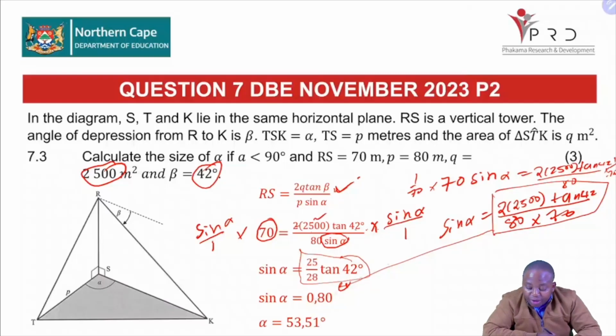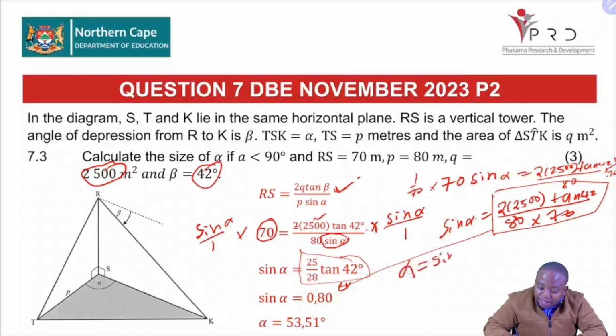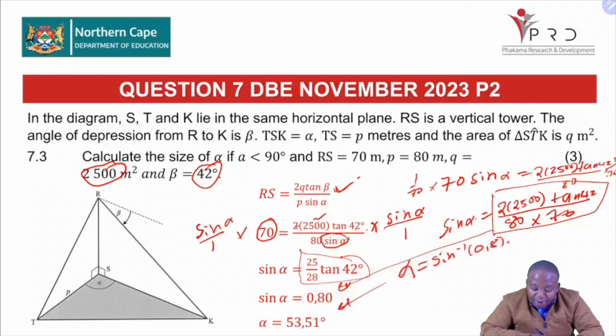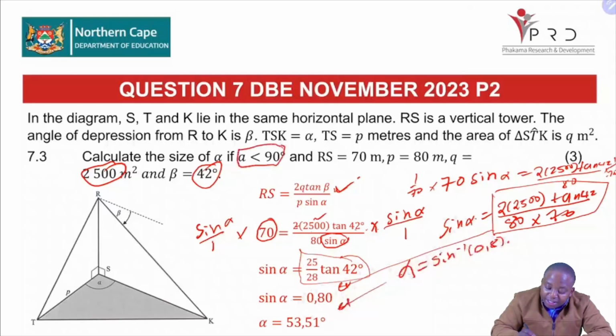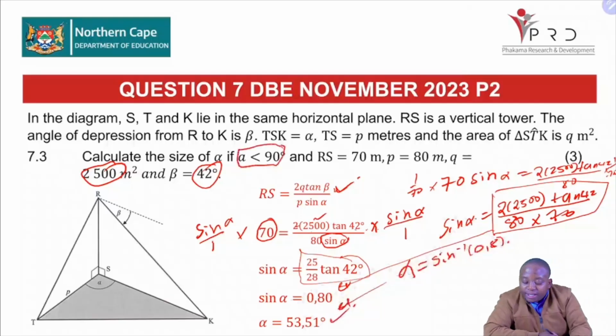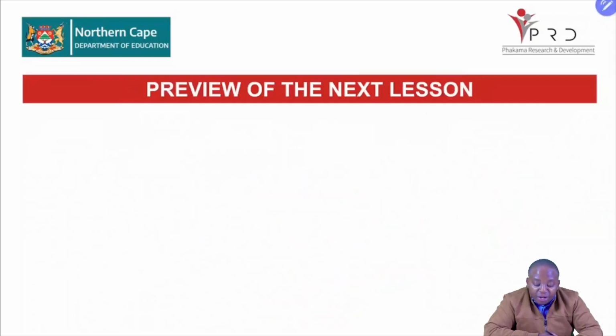Then you're going to get 0.80. From here, remember we're looking for alpha, not sine alpha. Then you're going to take the second function, so you're going to say alpha equals the inverse sine of 0.8. Then we get our alpha to be 53.51. And they told us that our alpha is less than 90, and we get it as less than 90. And that is our final solution.